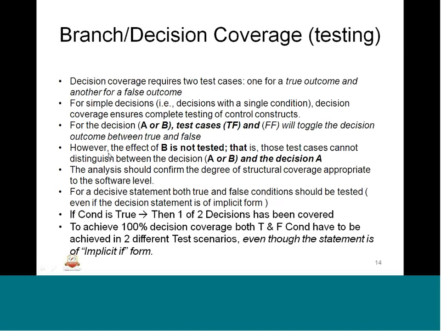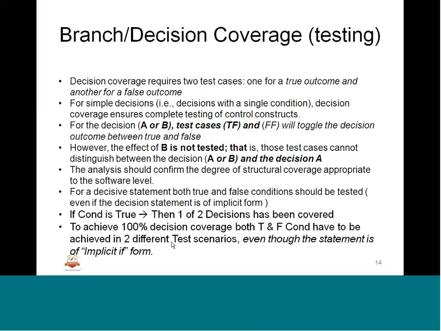However, the effect of B is not tested, right? Those test cases cannot distinguish between the decision A or B and the decision A. So the analysis should confirm the degree of structural coverage appropriate to the software level, whatever the level of the software is. Depending on that, the analysis should confirm whether A has an effect or not. For a decision statement, both true and false conditions should be tested, even if the decision statement is of implicit form. If the condition is true, then one of two decision outcomes has been covered. To achieve 100% decision coverage, both true and false conditions have to be achieved in two different scenarios, even if the statement is of implicit form.